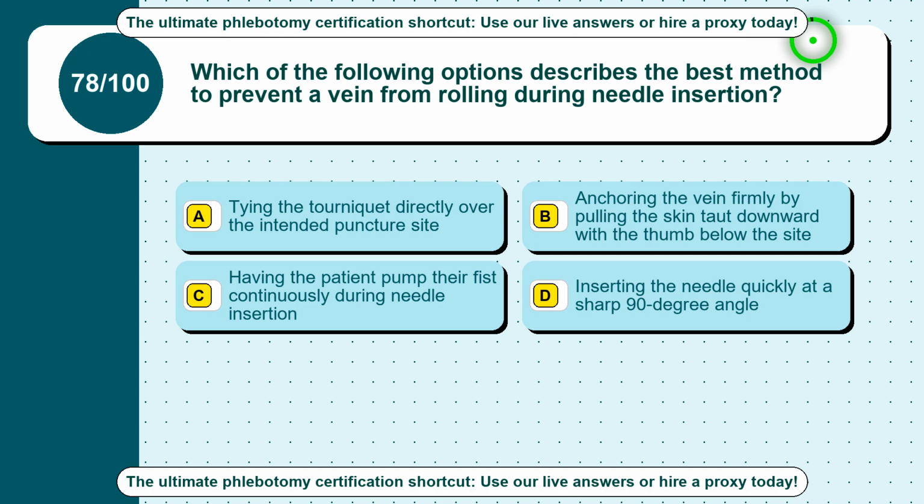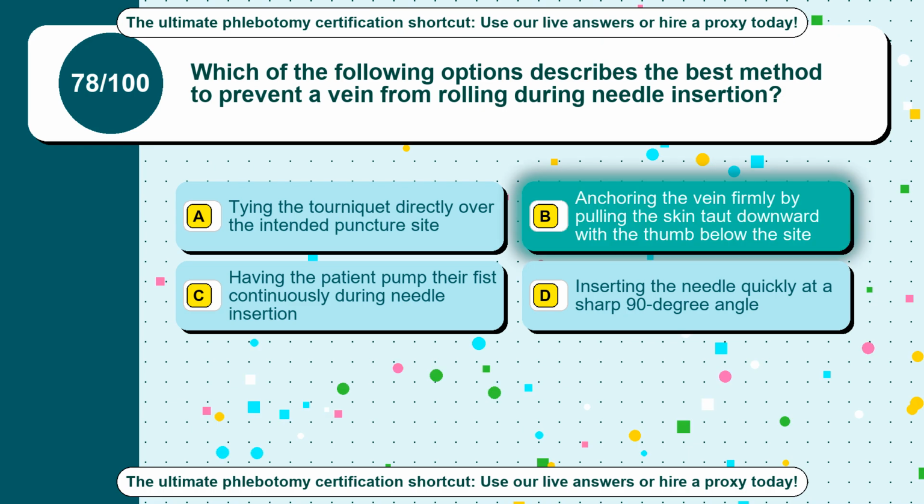Question 78. Which of the following options describes the best method to prevent a vein from rolling during needle insertion? Option A. Tying the tourniquet directly over the intended puncture site. Option B. Anchoring the vein firmly by pulling the skin taut downward with the thumb below the site. Option C. Having the patient pump their fist continuously during needle insertion. Option D. Inserting the needle quickly at a sharp 90-degree angle.